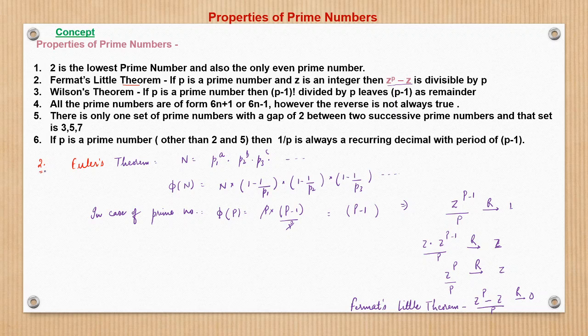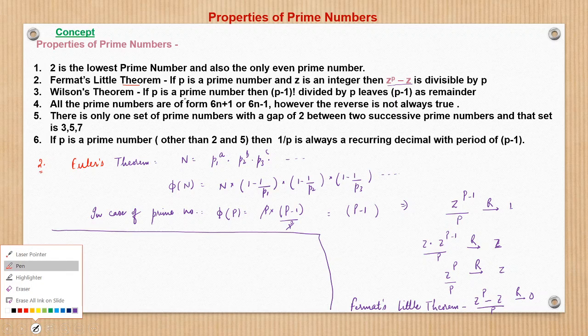So this is point number 2. Now point number 3 says Wilson's theorem: if p is a prime number then p minus 1 factorial divided by p leaves remainder p minus 1. This also we will see in the discussion on factorials. Then all the prime numbers are of form 6n plus 1 and 6n minus 1. We have seen some illustrations also over this property.